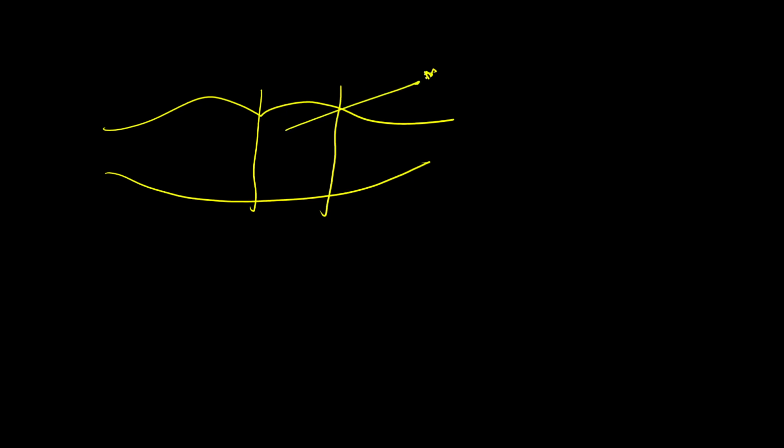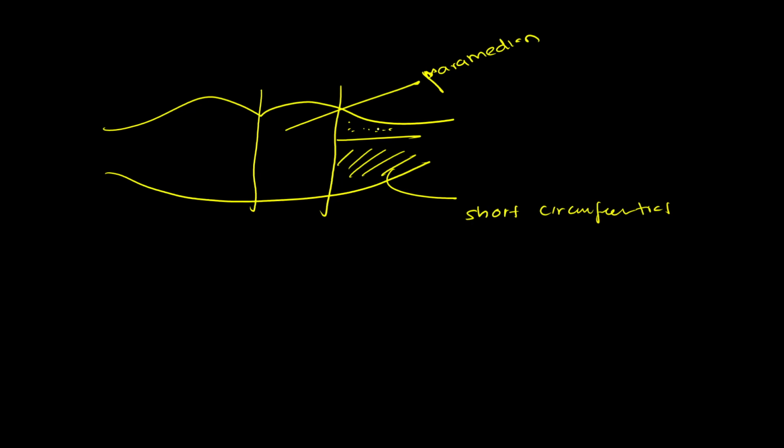The medial aspect is provided by the paramedian branch, then there is the short circumferential branch of the basilar artery, then there's the long circumferential branch along with the anterior inferior cerebellar artery. So there are multiple branches.